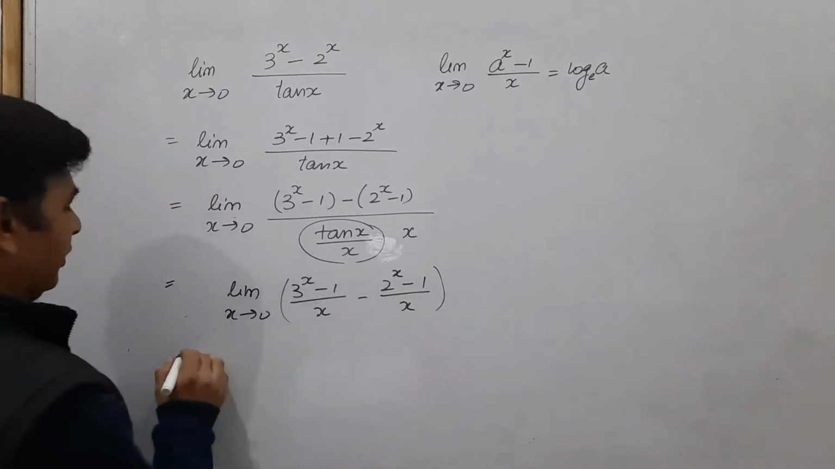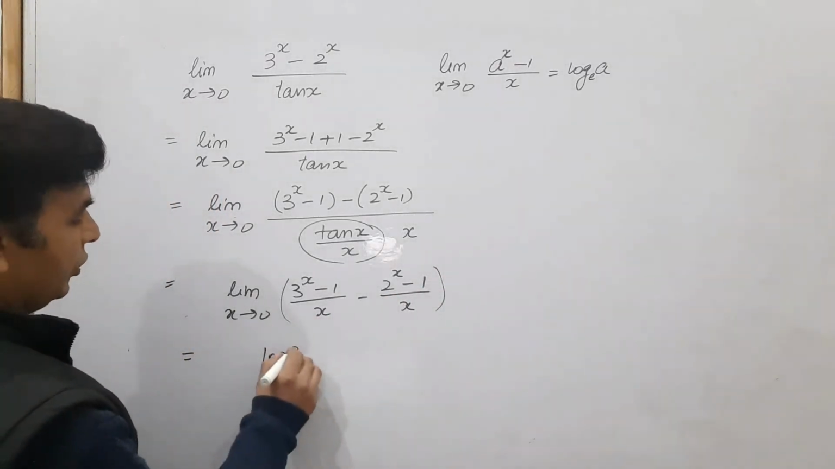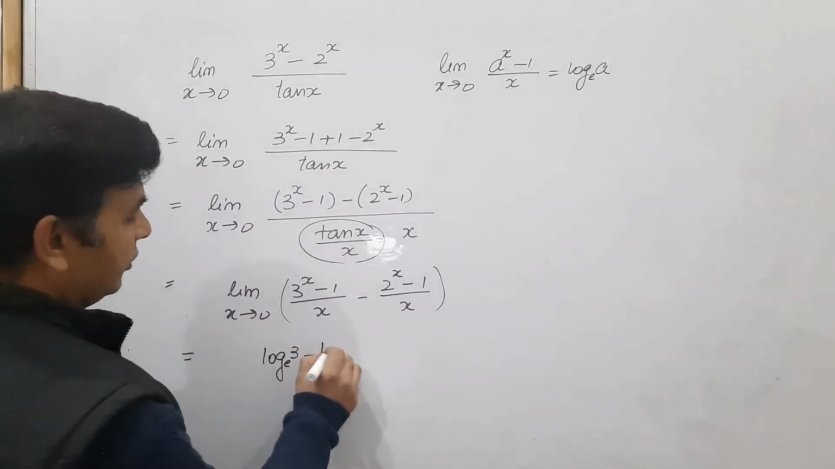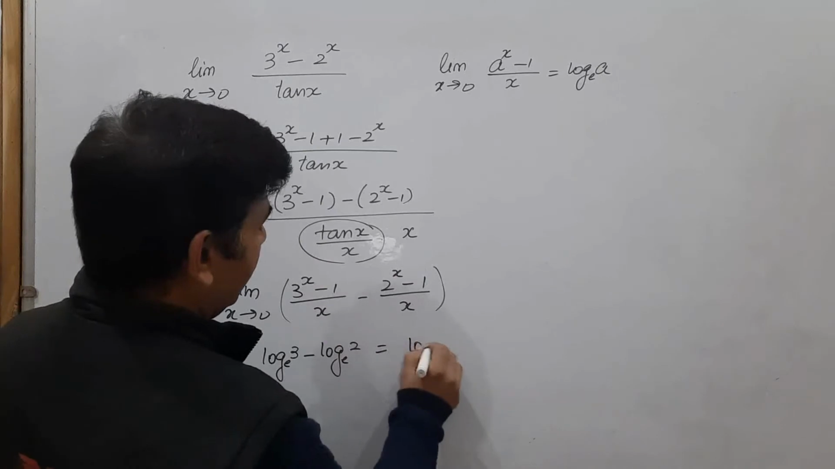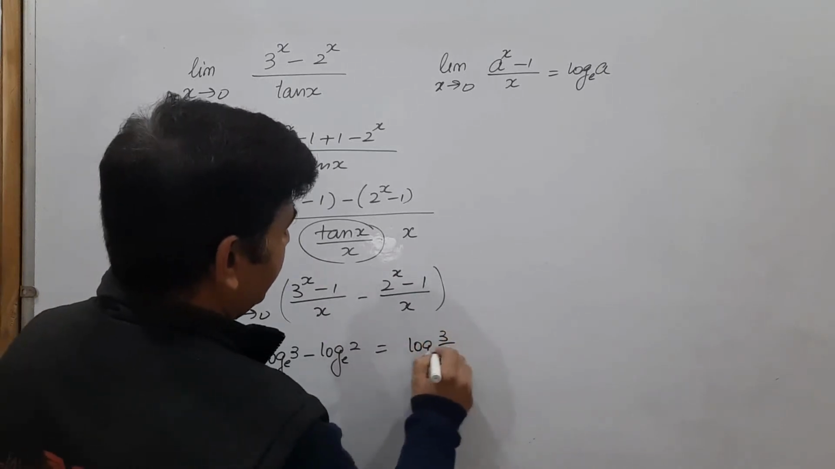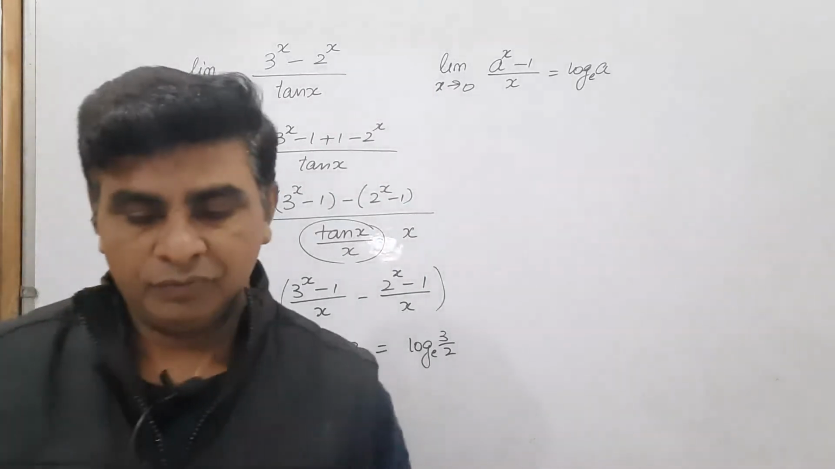this will be converted into, this is the value of log 3 with base e minus this is log 2, and which can be further written as log of 3 by 2 with base e, and this will be the solution for the given question.